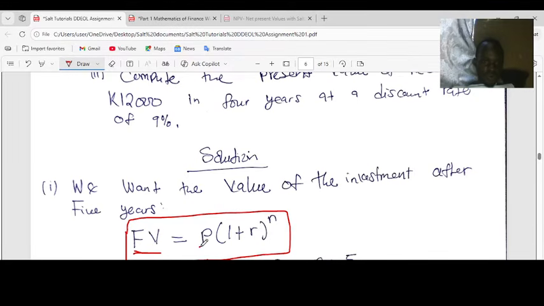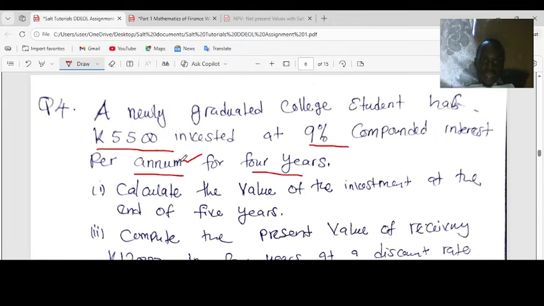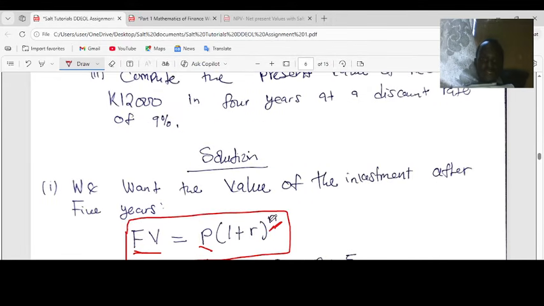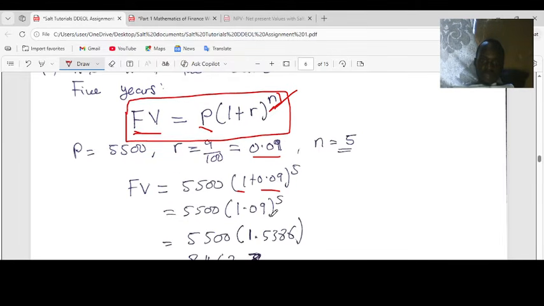P here is the P0, what you're investing. 1 plus r, r is the interest rate. N is the time taken. Since this time we're saying that it is compounded per annum, it means yearly. It means we're just taking the number of years as they are. 5 years we replace there. r is a percentage, 9%. 9 over 100 becomes 0.09. So 0.09 in brackets plus 1, which is 1.09 power 5.